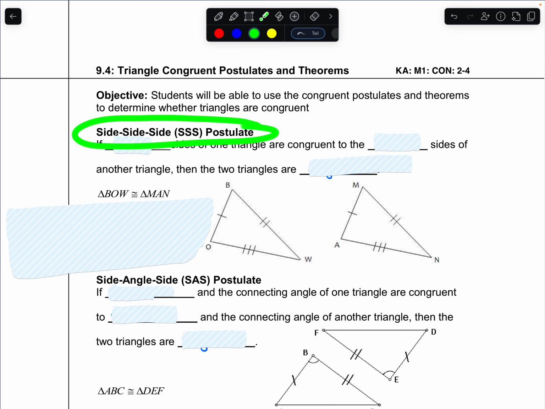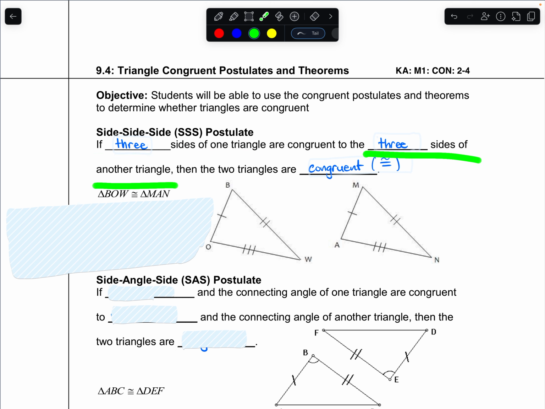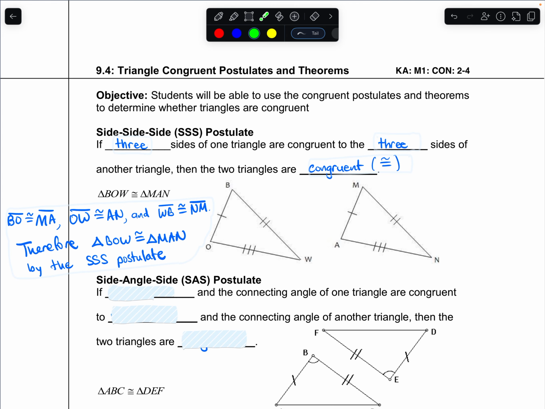One way is by knowing all the sides. We don't have to know any angles, but if we know all the sides of one triangle, and we know that they are the same length as all the sides of another triangle, that's enough to say the triangles have to be congruent. So let's fill in these blanks. If three sides of one triangle are congruent to three sides of another triangle, then the two triangles are congruent. They have to be. So you can see, we could write out a statement like this.